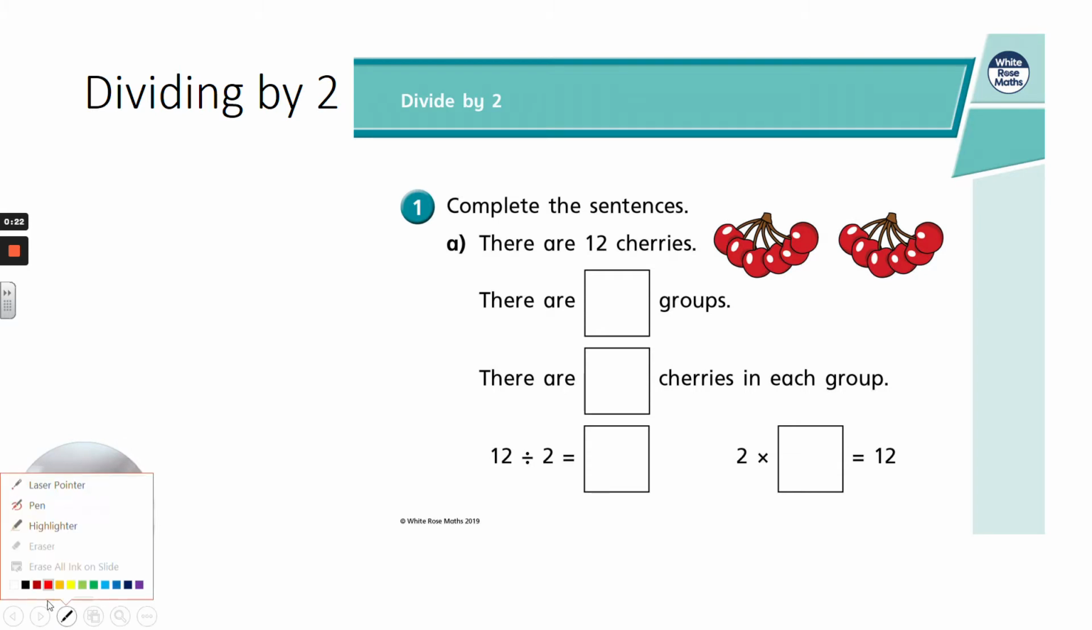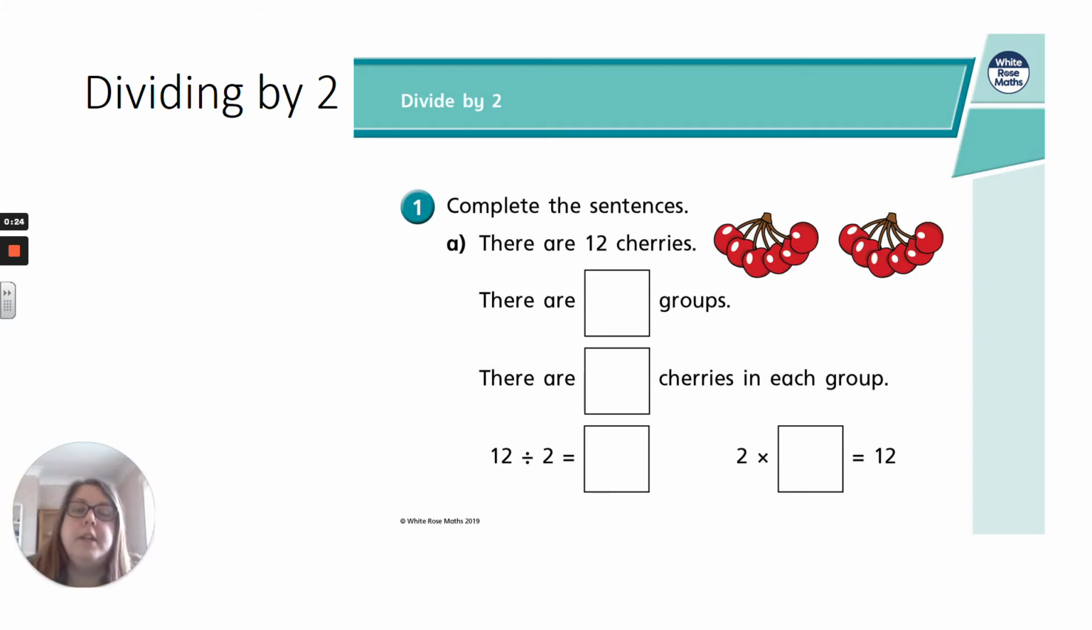If I put my pen on again so I can help you. Complete the sentences. We've got 12 cherries. How many groups do we have? How many groups have we got? Yeah, we've got 2 groups of cherries, haven't we? We've got one group here and one group there.